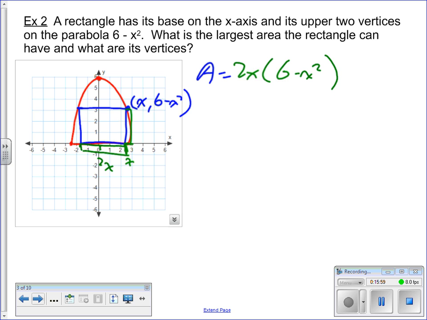What do I want to do? I want to find the largest. I want to maximize. How do I maximize? You find a critical point and see if it's a maximum or minimum. Once again, make it easier on yourself. Take the derivative. Distribute first. Area equals 12x minus 2x cubed. A prime, 12 minus 6x squared.